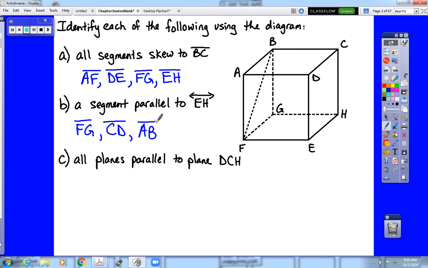Letter C asks us to name all planes that are parallel to DCH. DCH is the right side, as we're looking at it, of this box. So the side that would not intersect would be the left side. So when you're naming that plane, you can use any combination of the 4 letters that make up the left side of the box, A, B, G, and F. Any combination of 3 of those 4 letters would be an acceptable answer.